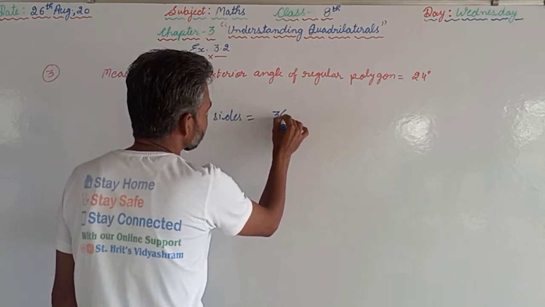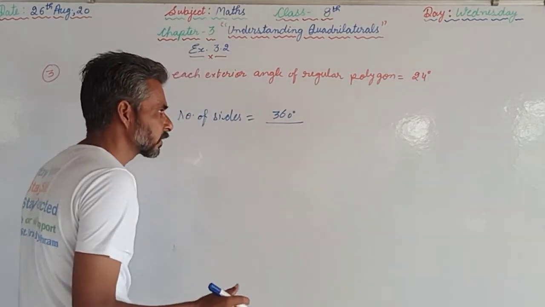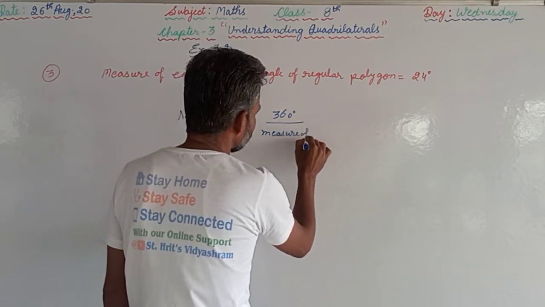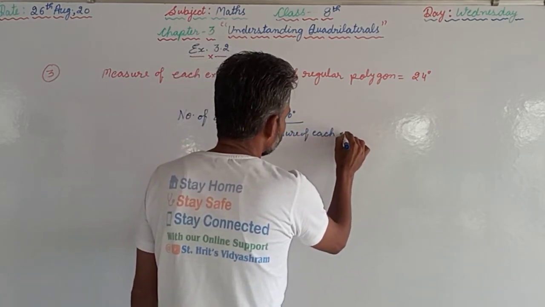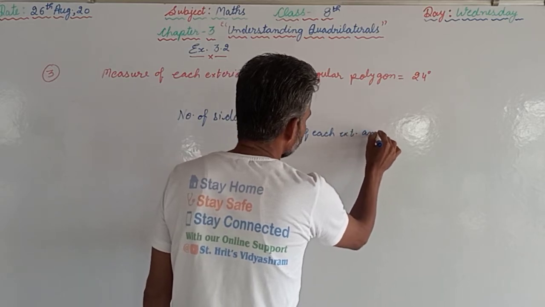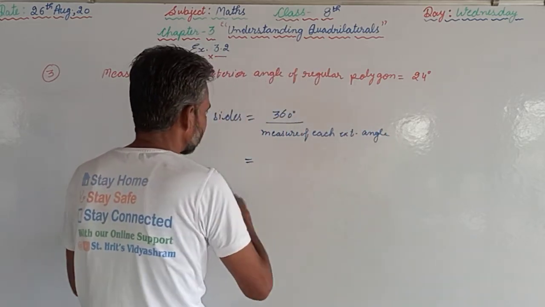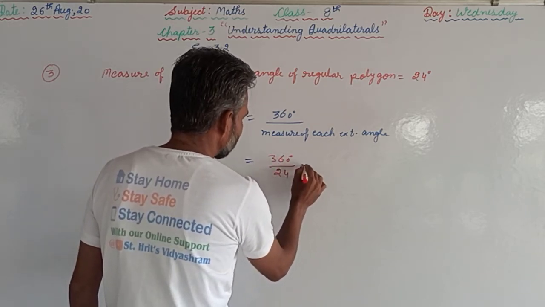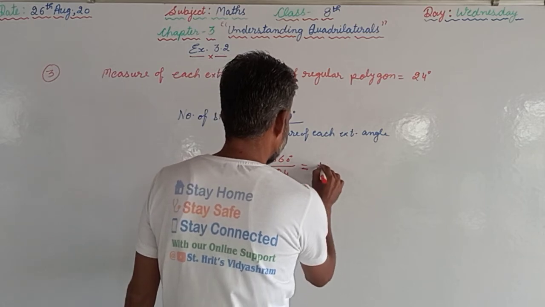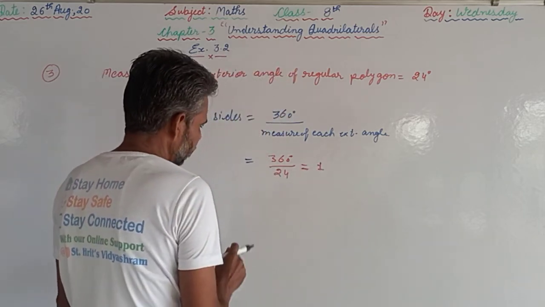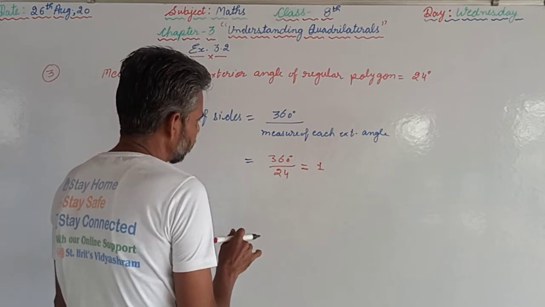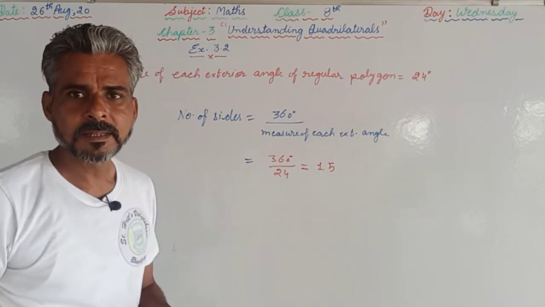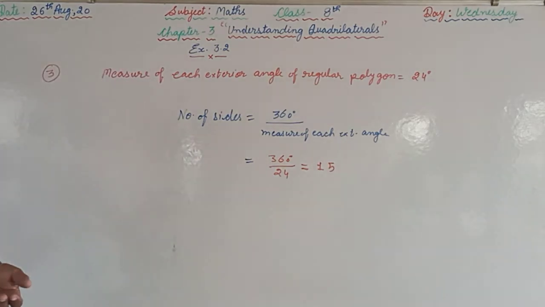Number of sides equals the sum of the exterior angles, that is 360 degrees, that is fixed, upon the measure of each exterior angle, and that is 360 degrees upon 24. So 24 ones are 24, and afterwards the remaining 12, and 0 is borrowed, 120, 24 fives are 120, means there will be 15 sides. That is the same thing as in the previous question.